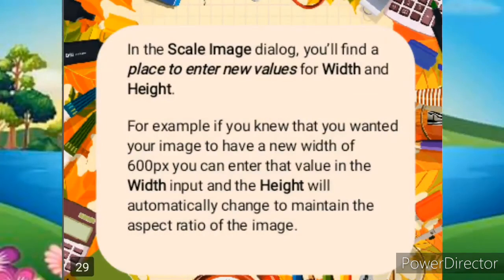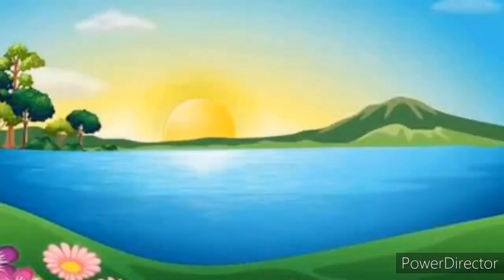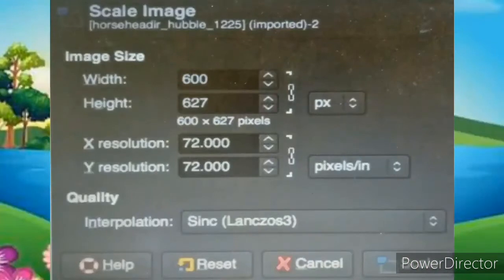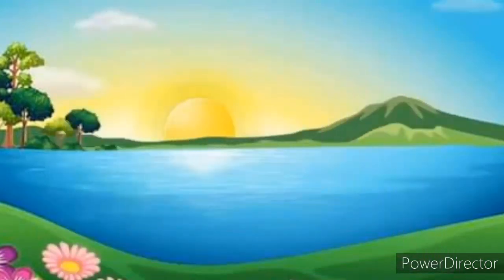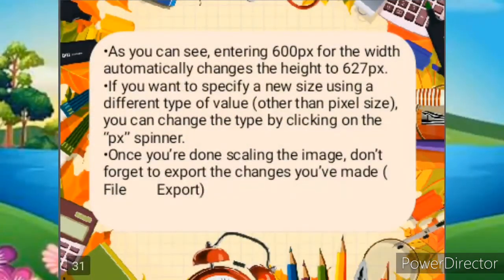In the Scale Image dialog, you will find the place to enter new values for width and height. For example, if you knew that you wanted your image to have a new width of 600px, you can enter that value in the width input and the height will automatically change to maintain the aspect ratio of the image. As you can see, entering 600px for the width automatically changes the height to 627px.